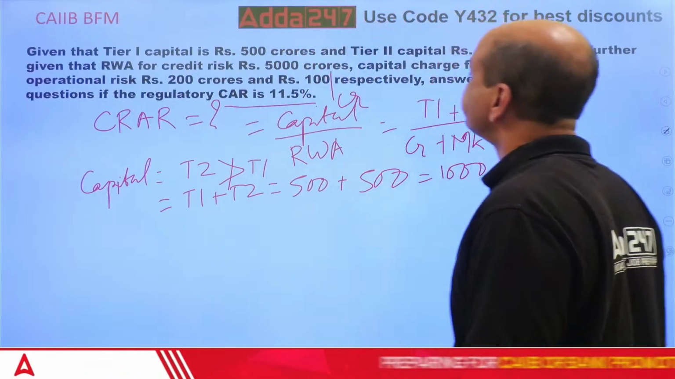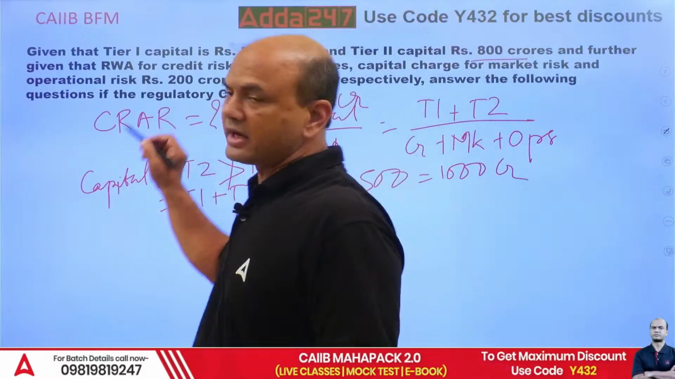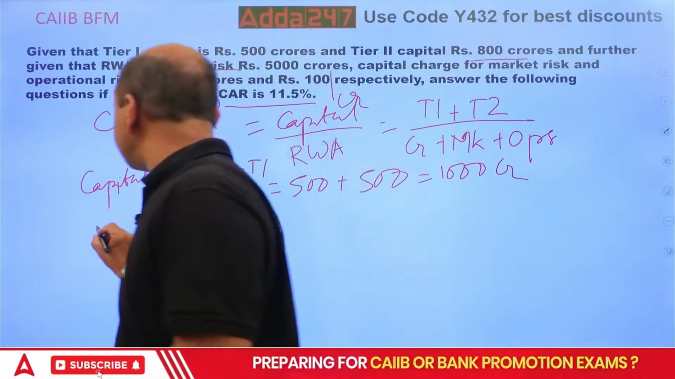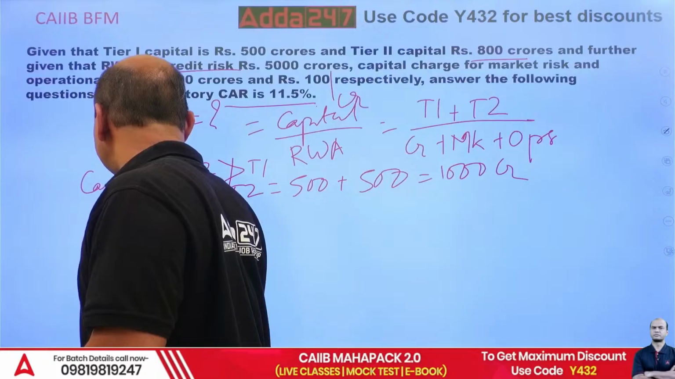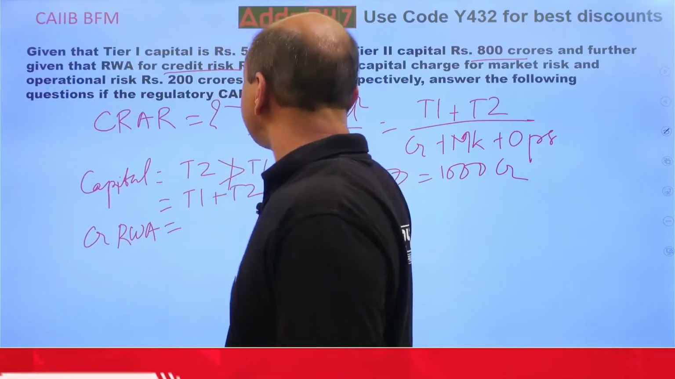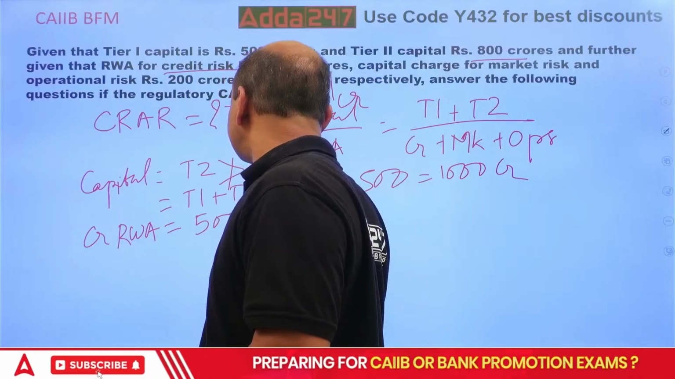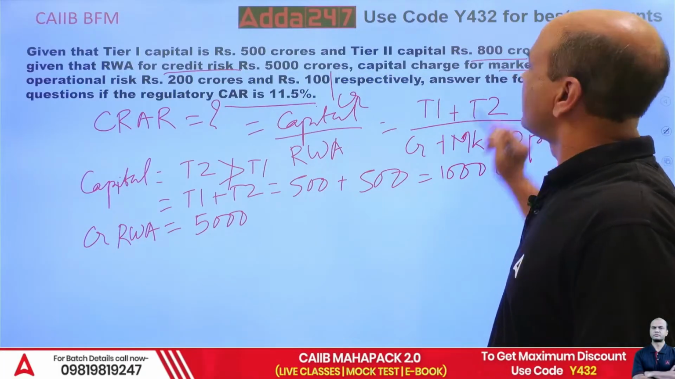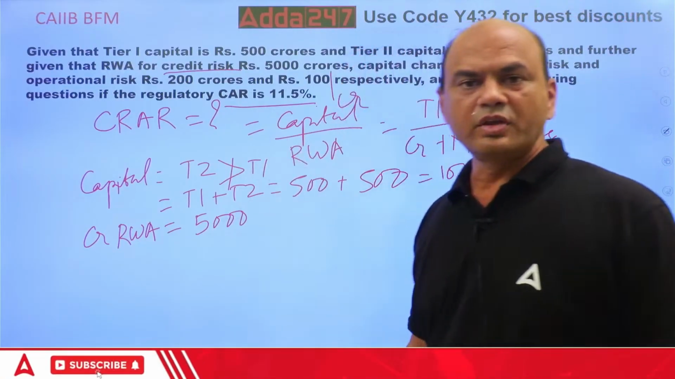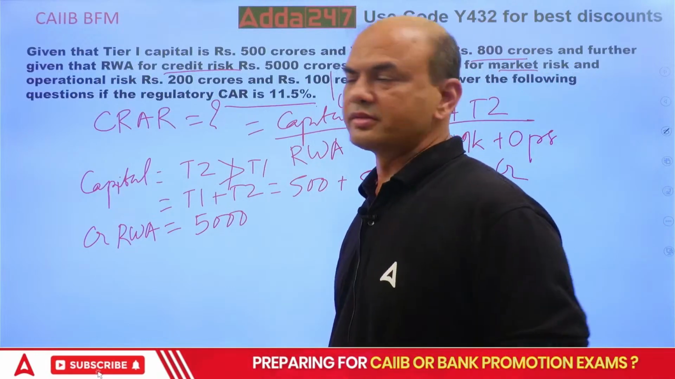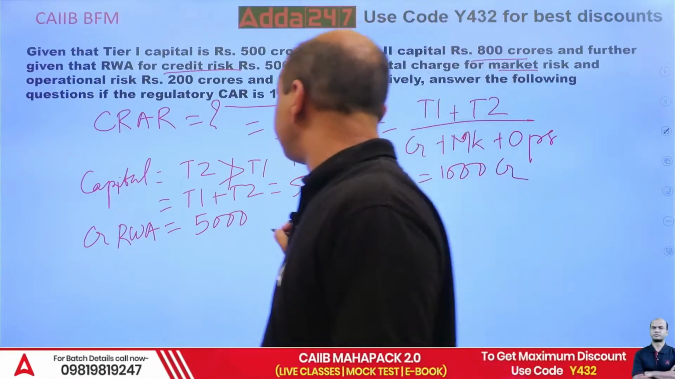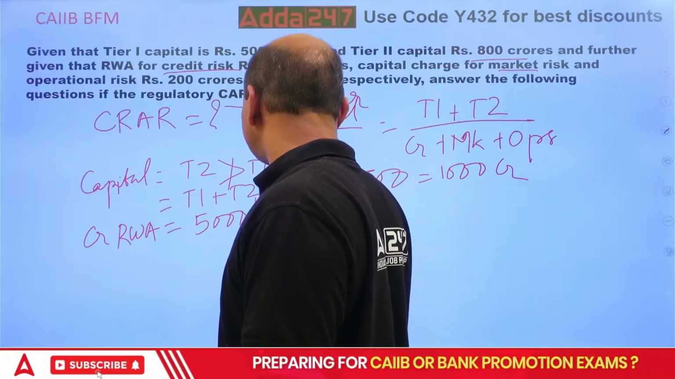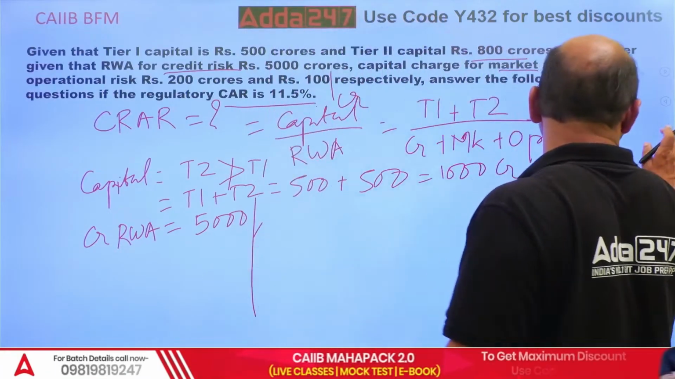Okay, capital. What about RWA? Look at this, what is given? RWA for credit risk is given. You require 3 RWAs: credit, market, ops. Credit is given. So credit RWA equals 5000 CR. Forget this CR now. Now the remaining two, market and ops. For the remaining two, what is given? For market risk, capital charge is given. I'll mark it over here.